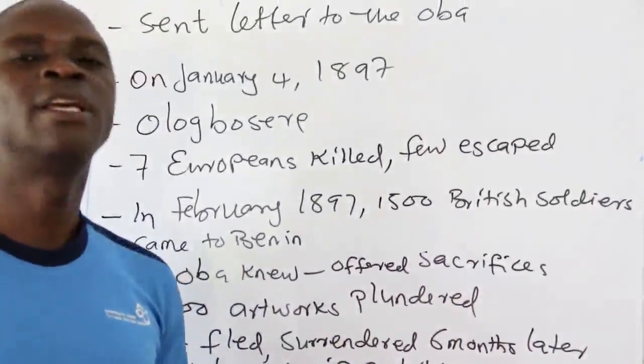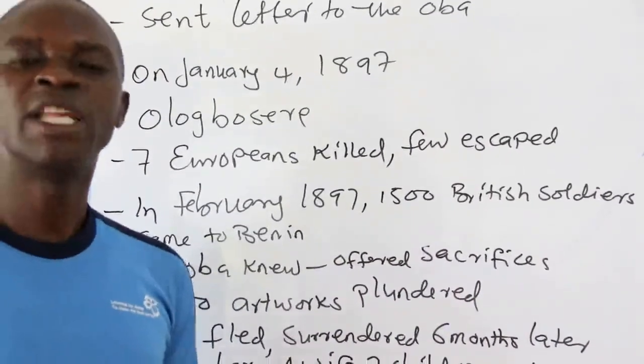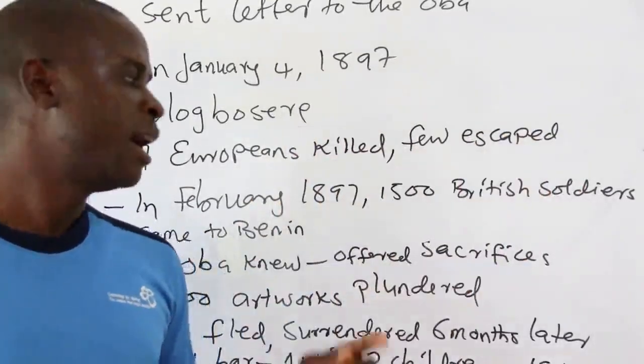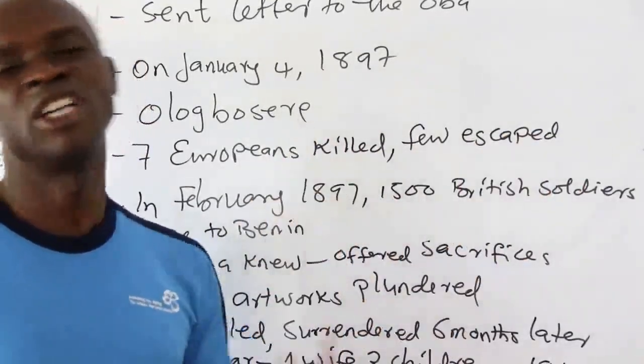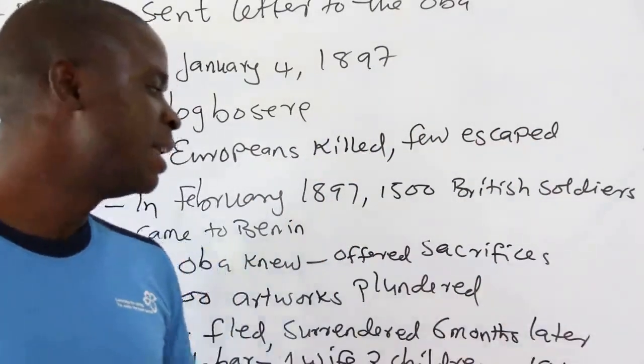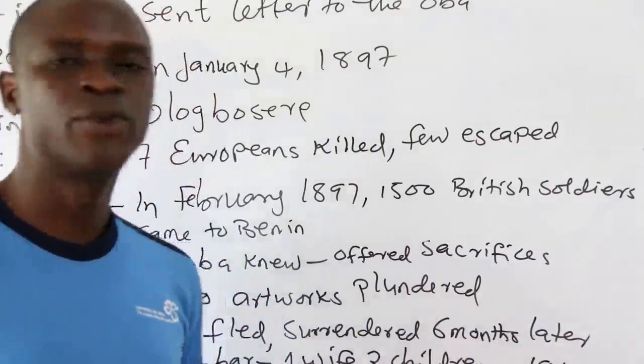Now, as I said earlier, after 6 months, the Oba surrendered himself to the Europeans, and they tried him and found him not guilty. But even at that, they deported him to Calabar, with 1 wife and 2 children, and he stayed in Calabar until his demise in 1914.